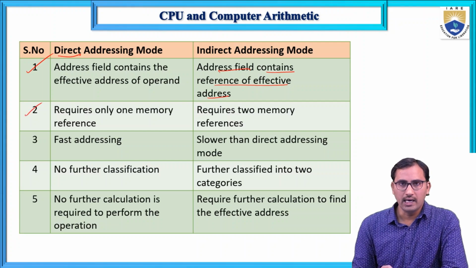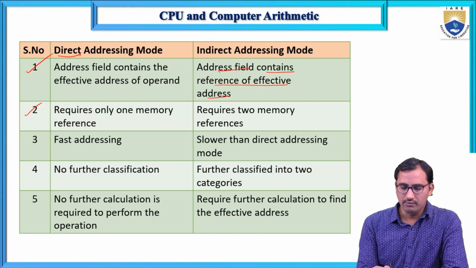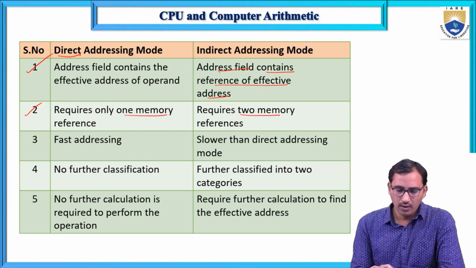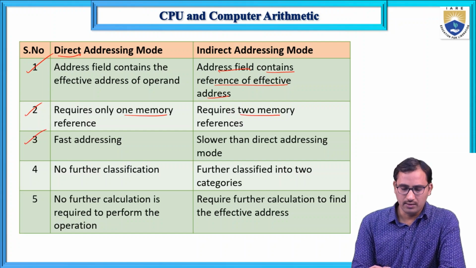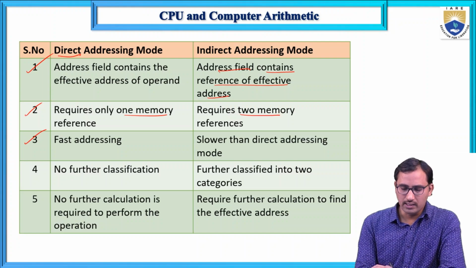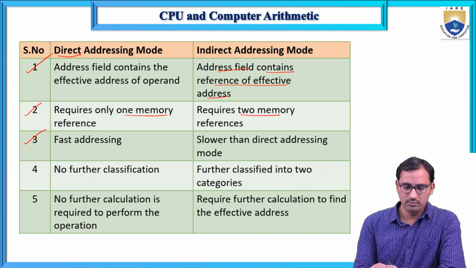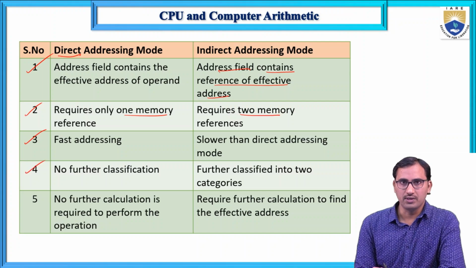Second, the direct addressing mode requires only one memory access, whereas the indirect addressing mode requires two memory accesses. The third one is fast addressing. Direct addressing is fast because we can get the operand faster than in the indirect addressing mode, since it requires only a single memory access. Whereas the indirect addressing mode requires two memory accesses, so it takes more time than the direct addressing mode.